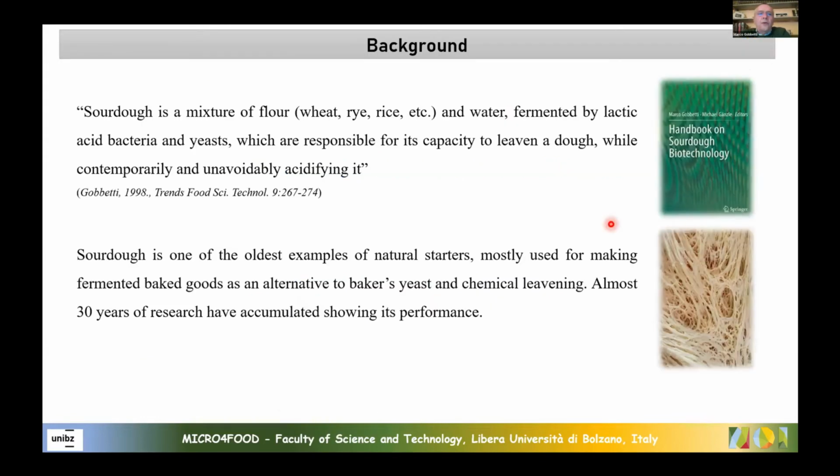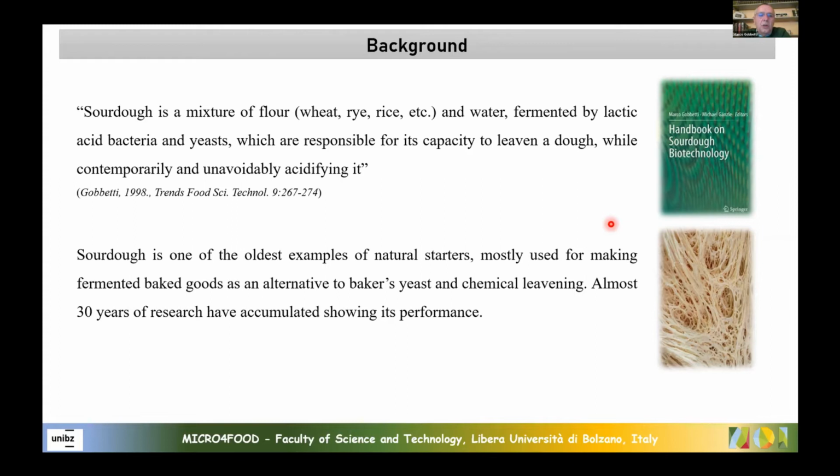legumes. First of all, probably all of you know sourdough, but there is an accepted definition, at least scientifically speaking. Sourdough is a mixture of flour. You can make the sourdough using wheat, rye, rice, and legumes, of course, and water, fermented by lactic acid bacteria and yeasts, which are responsible essentially for the capability to leaven, especially yeast, while contemporarily and unavoidably acidifying it, and this is the role of lactic acid bacteria.